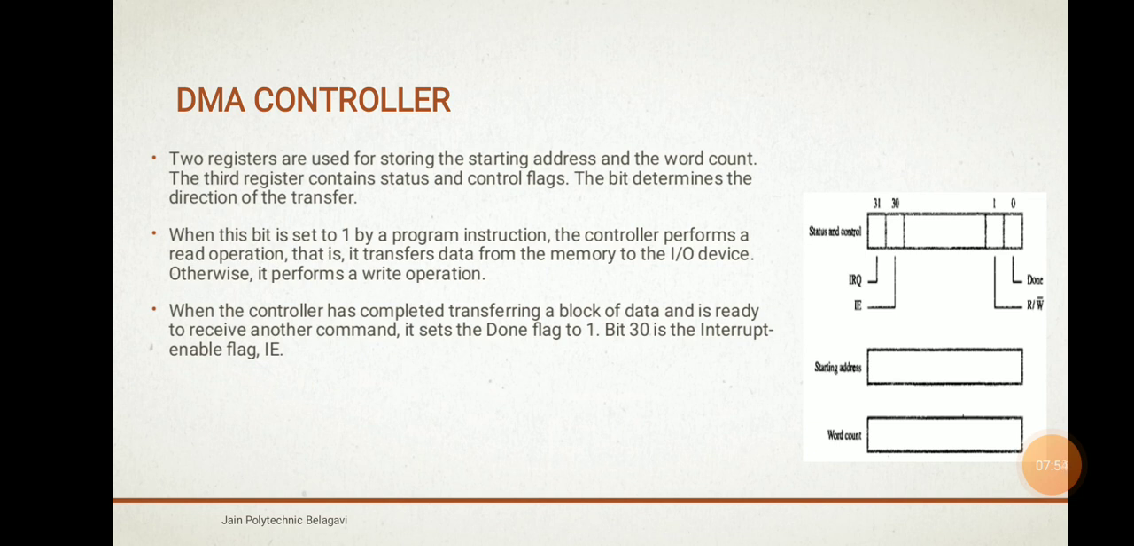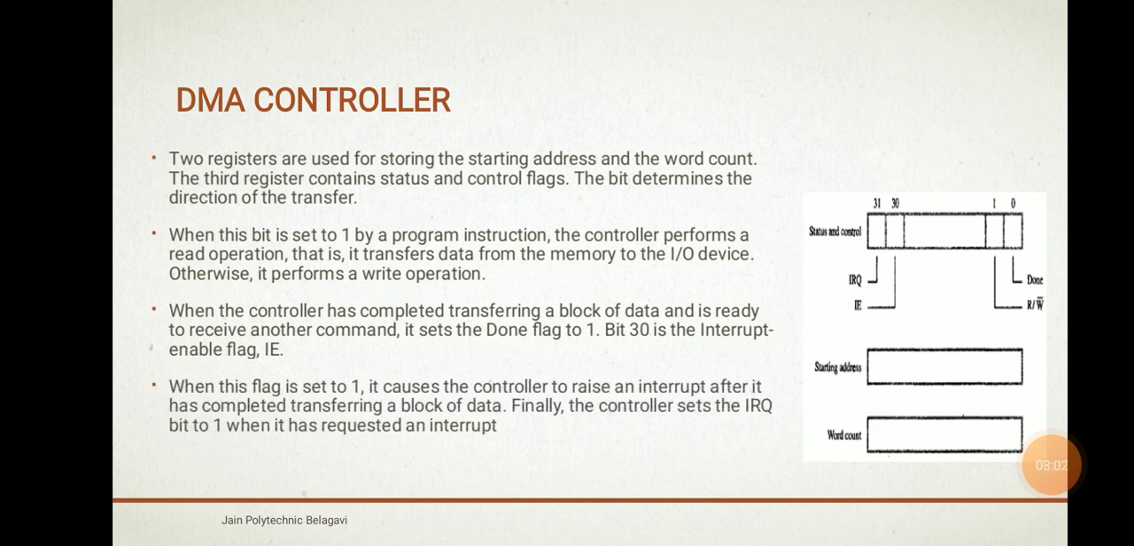Now bit 30, as you can see, is the interrupt enable flag, also called IE. When this flag is set to 1, it causes the controller to raise an interrupt after it has completed transferring a block of data. Otherwise it will be set to 0. Finally, at the 31st bit, the controller sets the IRQ bit to 1 when it has requested an interrupt. So, as we have discussed, the IRQ bit is set only when the device has requested an interrupt.